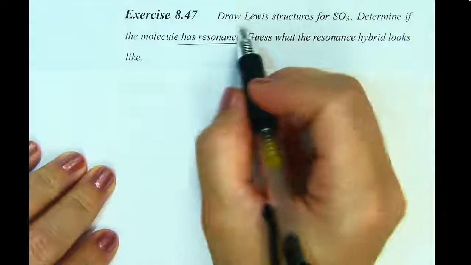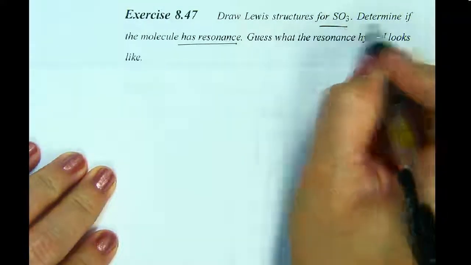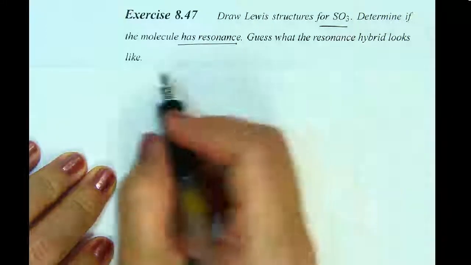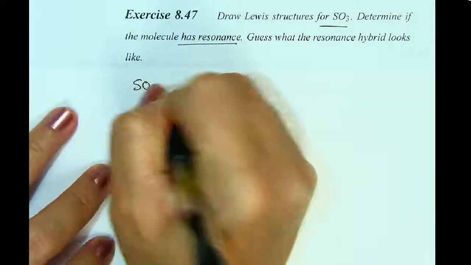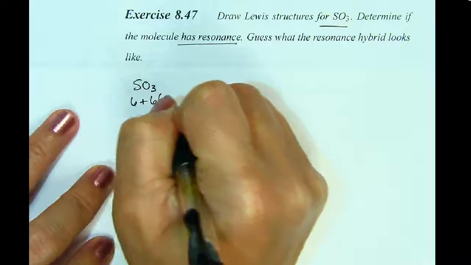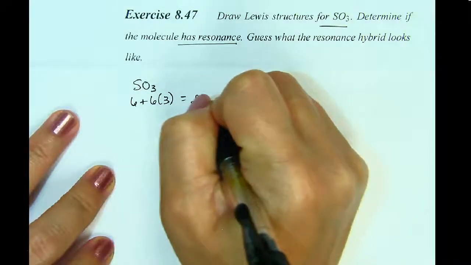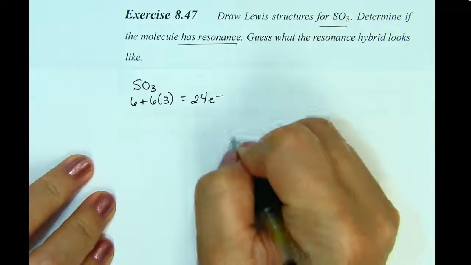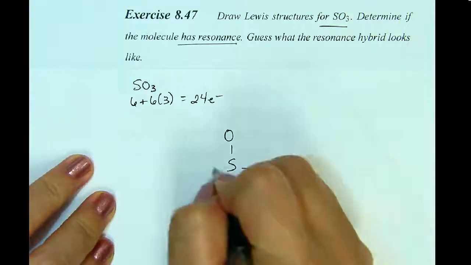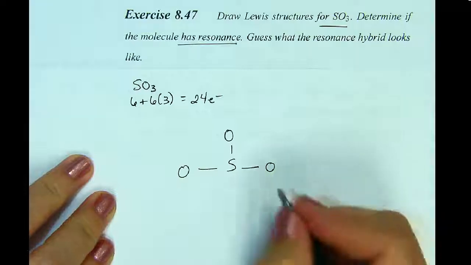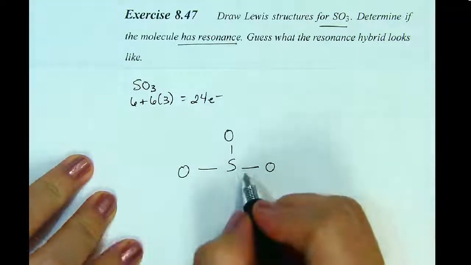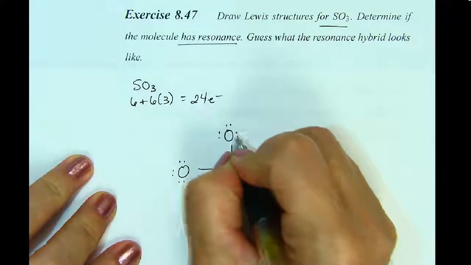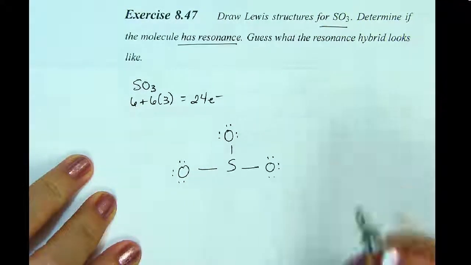Exercise 8.47. Draw the Lewis structure for SO3 and determine if the molecule has resonance and guess what the resonance hybrid looks like. So we have SO3 and we have 6 plus 6 times 3, which is going to equal 24 electrons. And so we have sulfur in the center, oxygen on either side, so 3 oxygens total. 2, 4, 6, 8, 10, 12, 14, 16, 18, 20, 22, 24.